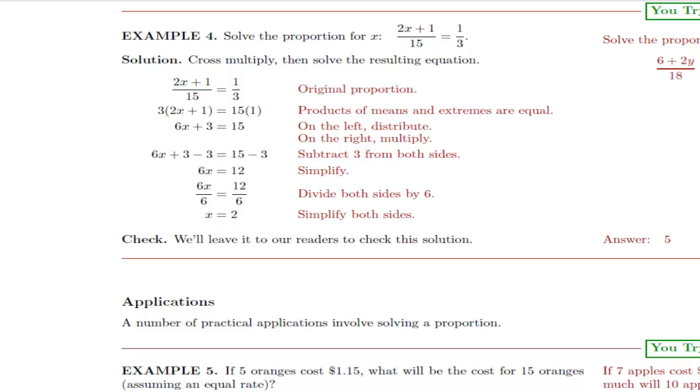We get 3 times 2x is 6x, and 3 times 1 is 3. So on the left we have 6x plus 3. On the right, 15 times 1 is just 15. We'll solve the equation 6x plus 3 equals 15 for x.